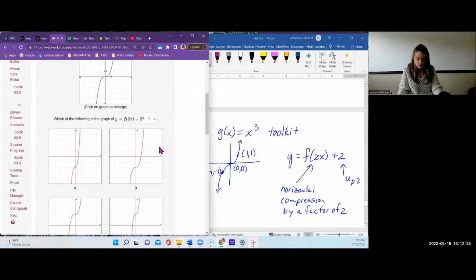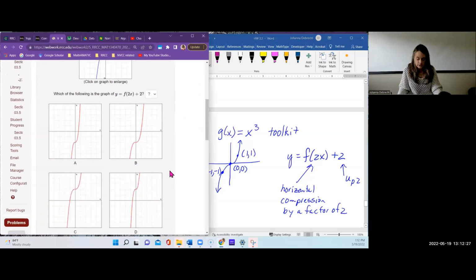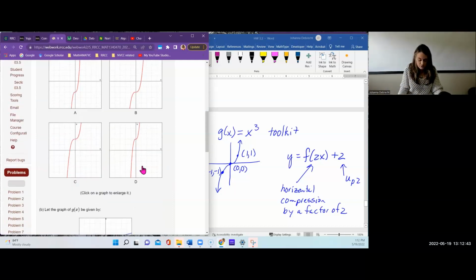Let's look down here at our graphs and see which ones have that point. A and B didn't go up 2, they went down 2, so they have to be incorrect. When we're looking at this one, we're looking at the one that has to go up 2. Sorry, lost my focus for a minute there. It's got to be C or D.